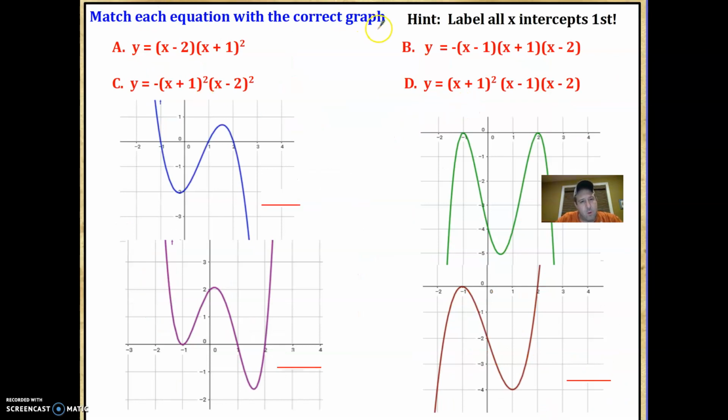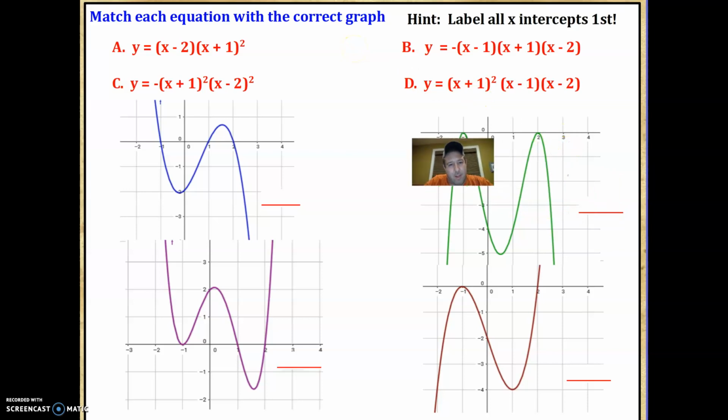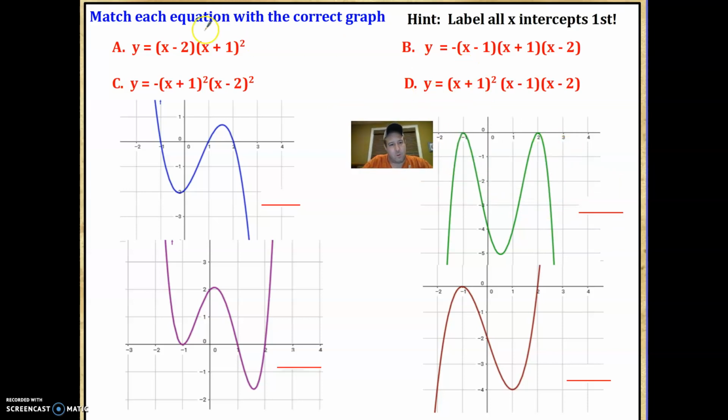Okay, so matching the equations, so the correct graph. So using what we just learned about multiplicity on the last question, we're going to do this question. So it's matching. So we know that it has two zeros, one at +2 and one at -1. I know it's not this one because it would have had 3 zeros, not just 2. This one also has 3 zeros. This one only has 2 zeros. This one also has 2 zeros. So I know that A matches up with one of these.